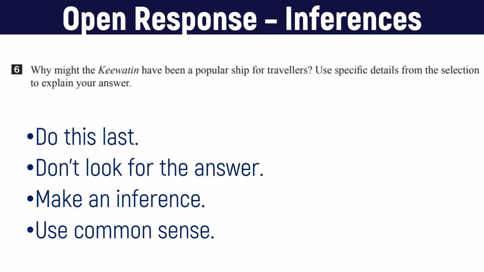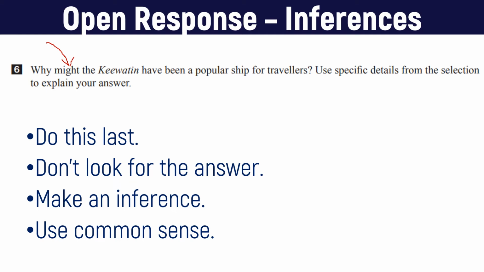What you can worry about more specifically is that you will get one open response question on the news report. And when we say open response, we mean not multiple choice. You need to write your answer in sentences. And that open response will be an inference, meaning you need to use the information that you have to make a prediction, or as we say, to make an inference. Let me read the question so we get an idea. Why might, that tells you right there, it's an inference, the Keewatin have been a popular ship for travelers.